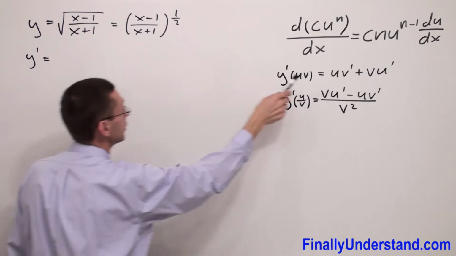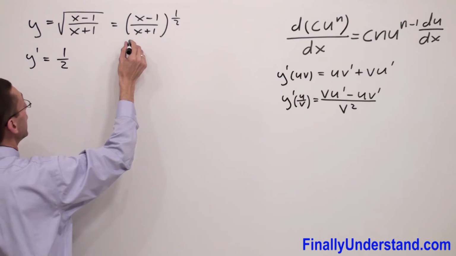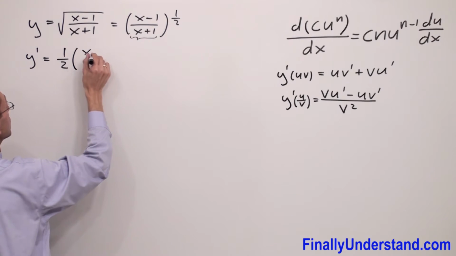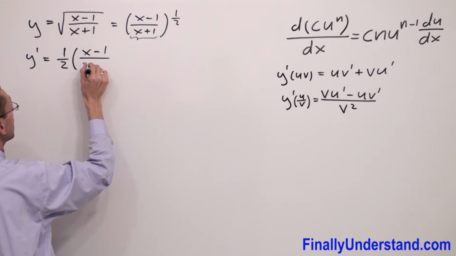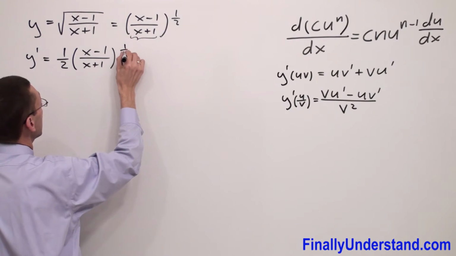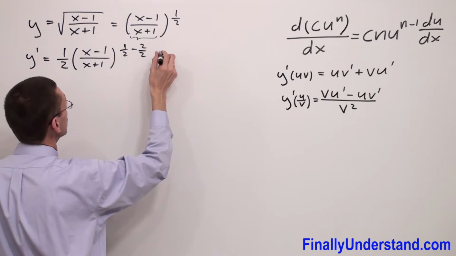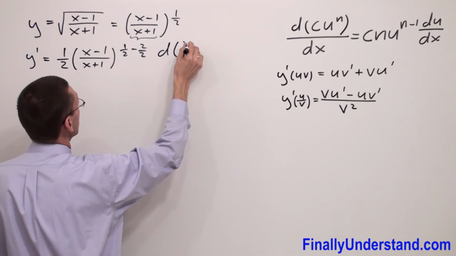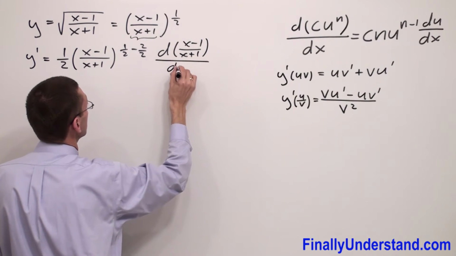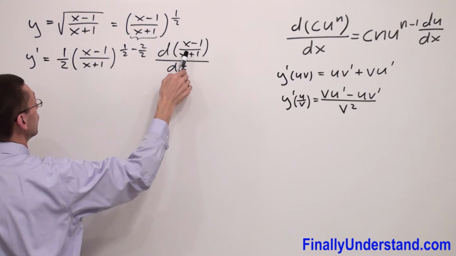So I'm going to start with the exponent. So I have 1/2 times my u. And u is the content of the parentheses, I mean the whole fraction, okay? So I have x minus 1 over x plus 1. And we're supposed to subtract 1 from the exponent. So I have 1/2 minus 2 over 2 times the derivative of u. Okay, so times the derivative of x minus 1 over x plus 1 over dx. I'm doing everything step by step. So this is the derivative of a quotient.